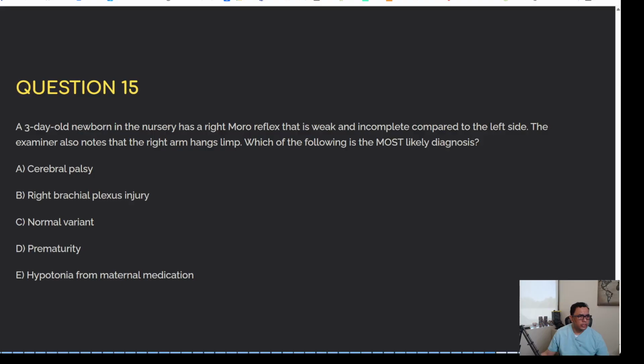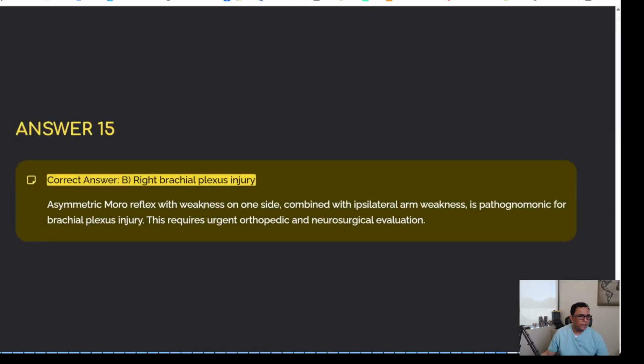A 3-month-old newborn in the nursery has a right Moro reflex that is weak and incomplete compared to the left side. The examiner also notes the right arm hangs limp. Which of the following is the most likely diagnosis? Right brachial plexus injury. Yeah, because one side is different than the other.